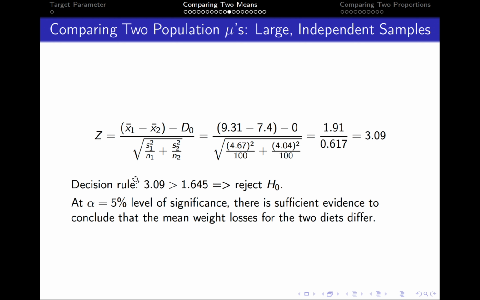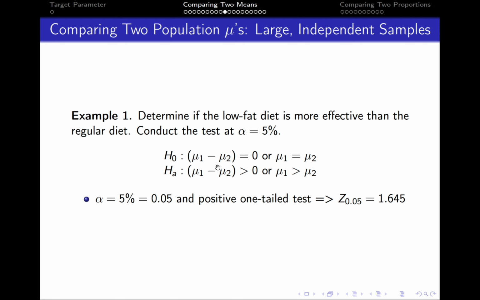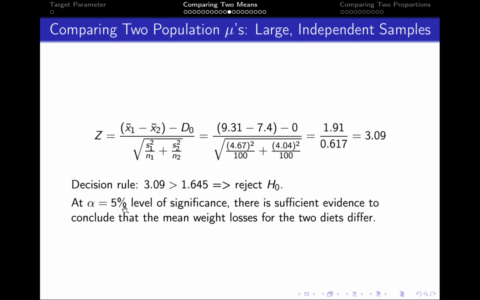To make a decision, we compare the estimated z-score with the critical one, and we can see that the estimated one is higher than the critical one, which means that we should reject the null hypothesis and accept the alternative hypothesis that the difference is actually positive. So at 5% level of significance, we can conclude that there is sufficient evidence that the mean weight losses for the two diets differ. In other words, at 5% level of significance, we can say that the low-fat diet is more effective than the second diet.